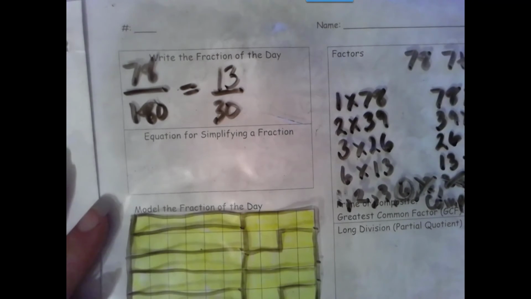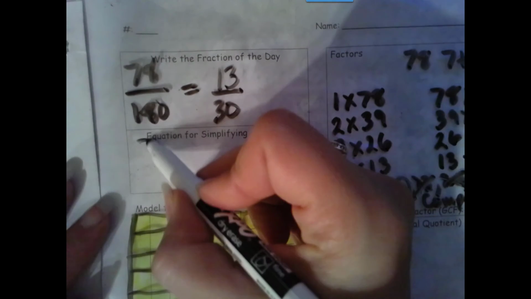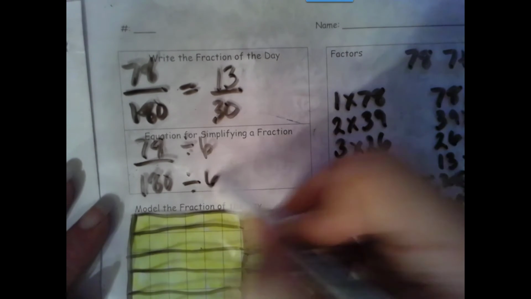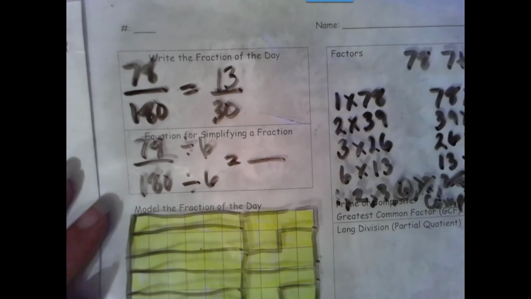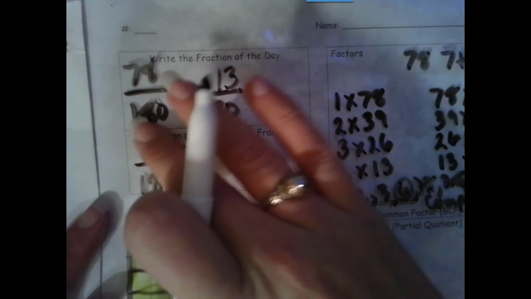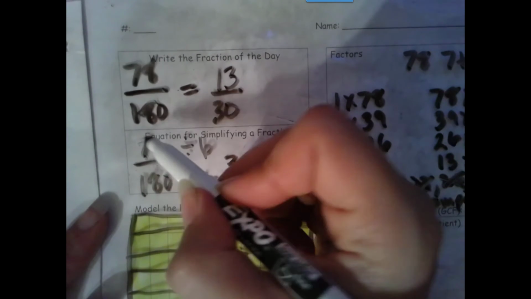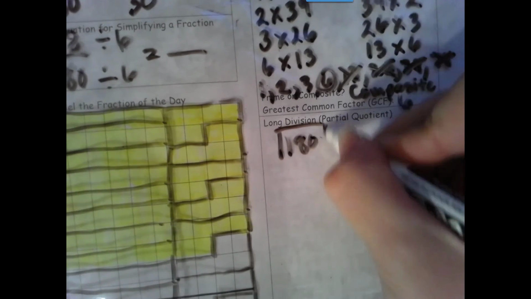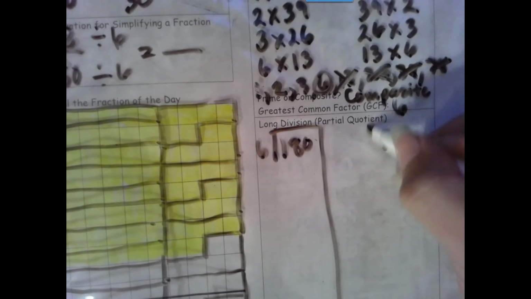Okay, I've done my division with my model, so let's do the division now with our algorithm. We're dividing both into groups of 6. Okay, my 8 looks kind of like a 9 there. Okay, so I'm going to divide 180 into groups of 6 and 78 into groups of 6.